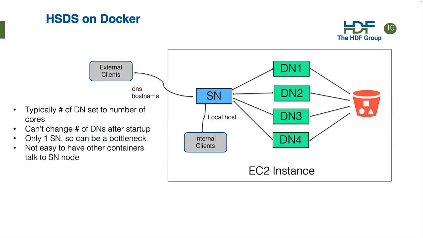So here are some graphical depictions. On Docker, you have an EC2 instance, let's say, with a bunch of DN containers, you can configure that, and one SN container. The DNs are all talking to the S3 bucket, and you can have either internal clients talking to localhost, or external clients mapping to a DNS hostname.